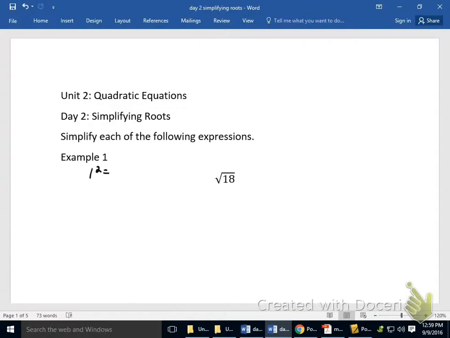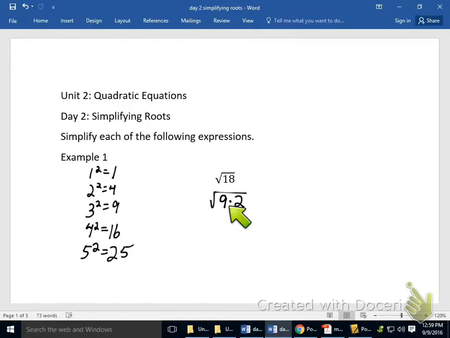So 1 squared is equal to 1, 2 squared is equal to 4, 3 squared is equal to 9. And what I'm looking for is the largest one that will divide into what I'm trying to simplify. And I've actually gotten bigger than the number. So as I look at this list, the largest perfect square that will divide into 18 is 9. So the square root of 18, I'm going to rewrite as the square root of 9 times 2.